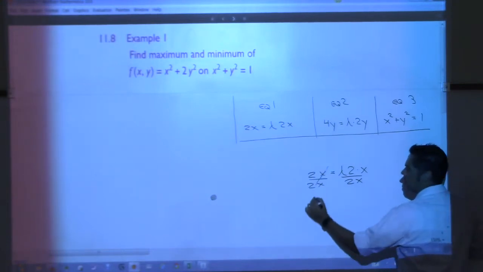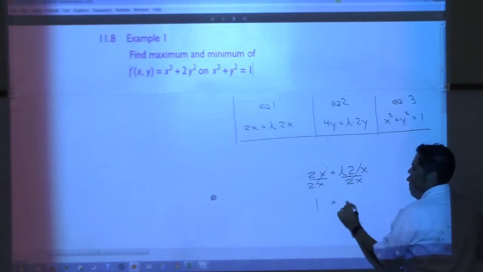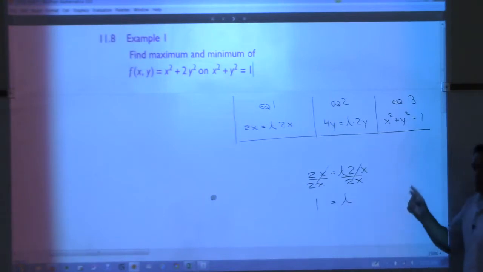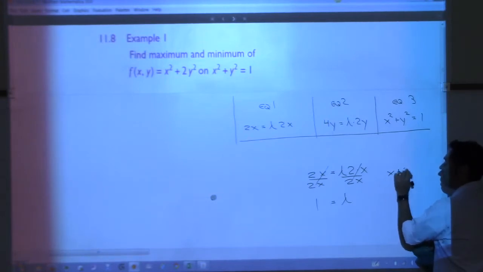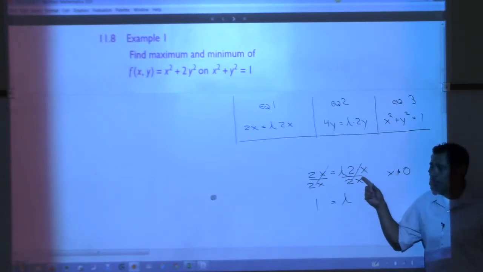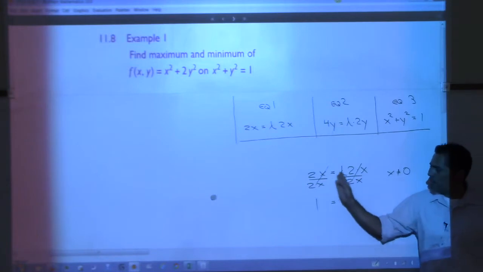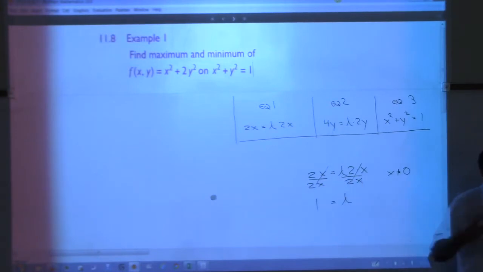Because if you do this, this will be 1, right? And this will be lambda, so lambda's 1. But what you've done there is you've said to me, what? I mean, you can't just cancel those without telling me something. x can't be 0. You must be very clear right there that x can't be 0, because the only way you can divide both sides by x is if you guarantee me x can't be 0, right? Because then you'd have division by 0.